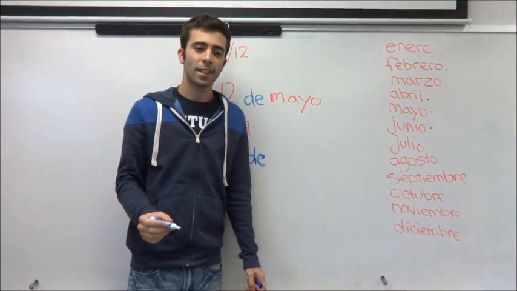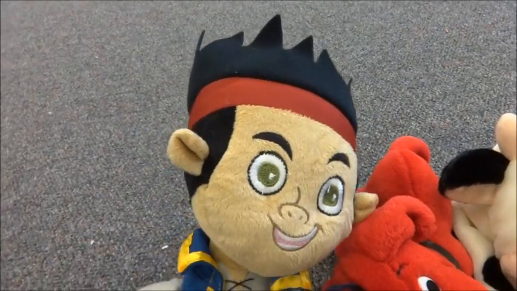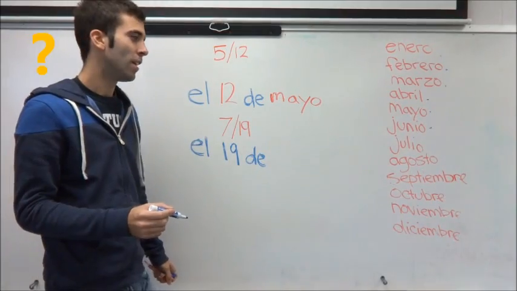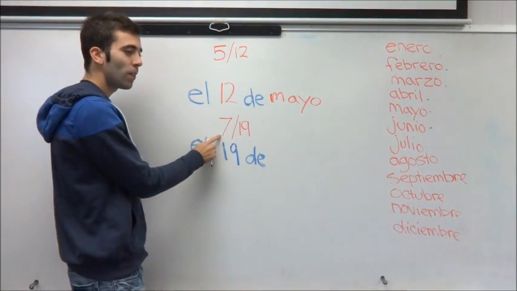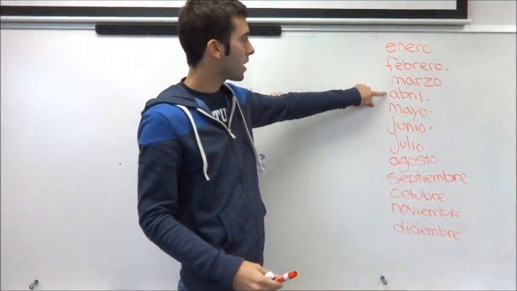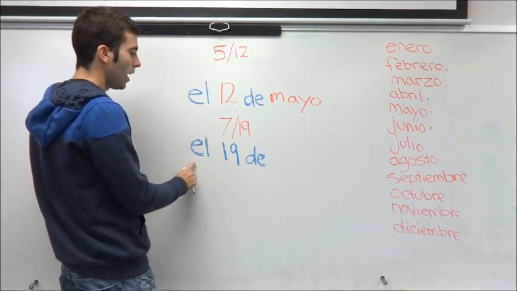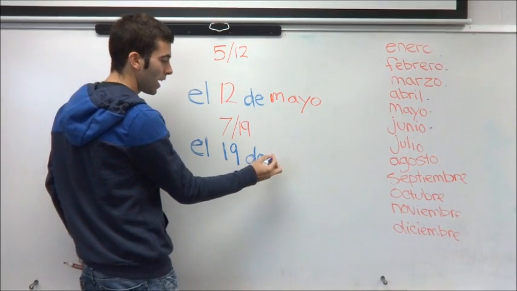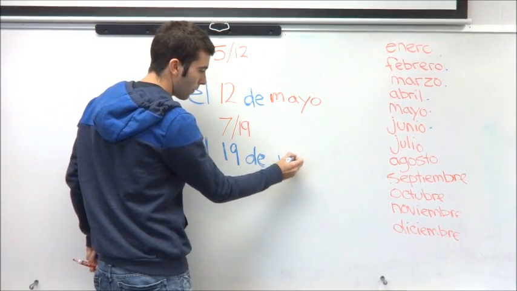And lastly comes what, Jake? Our team treasure chest. No, that's not right. We gotta figure out what the siete stands for. 1, 2, 3, 4, 5, 6, 7. Julio. El 19 de Julio.